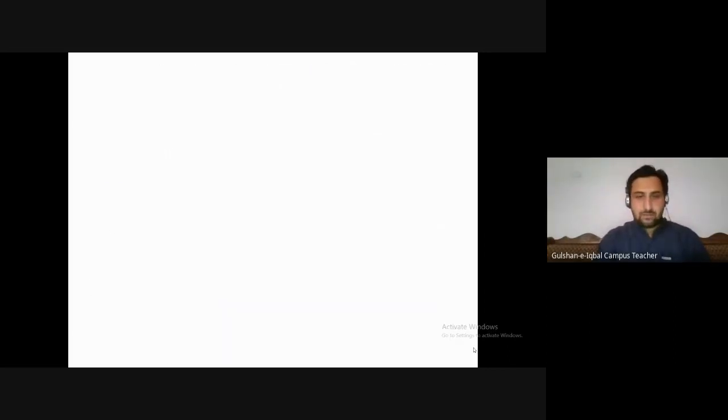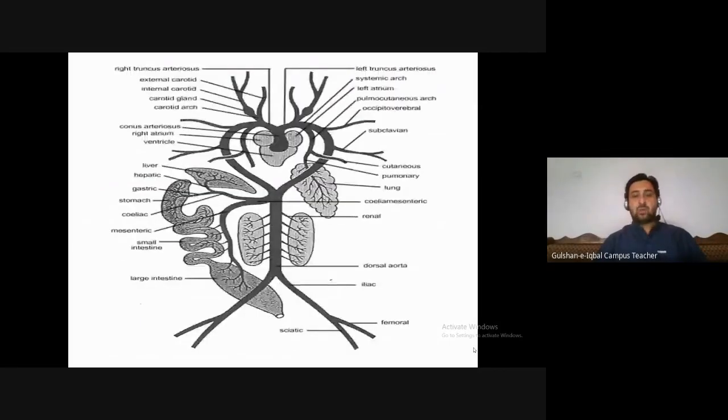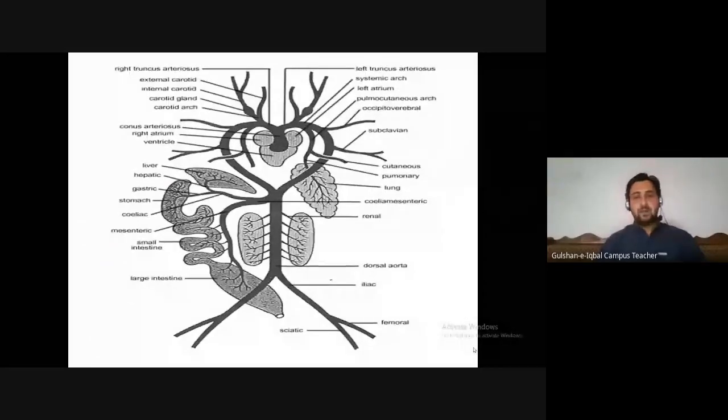So let's see the diagram. This is the diagram, the arterial system. This diagram is one of the most important diagrams for the 5 marks question. This diagram will be asked from you to draw the arterial system for 5 marks, okay? There are lots of arteries shown. But in your book, there are very few arteries shown. Just concentrate on those arteries which are shown in your book. That is enough for you.